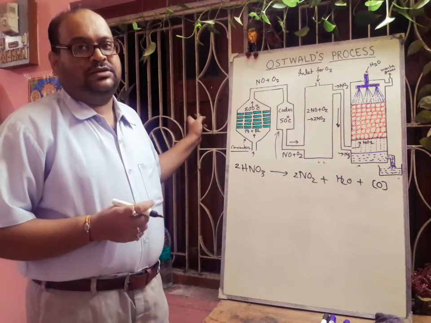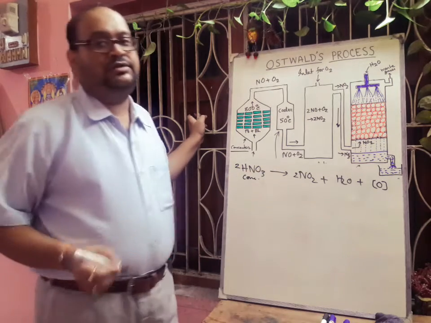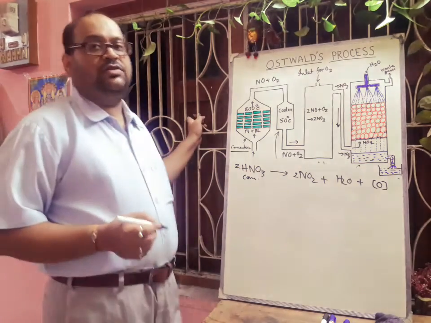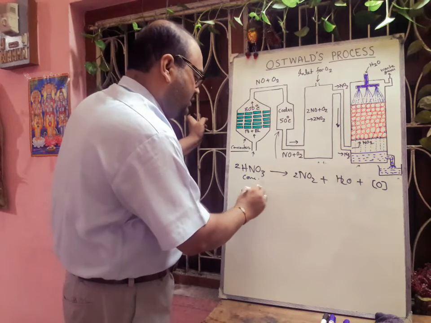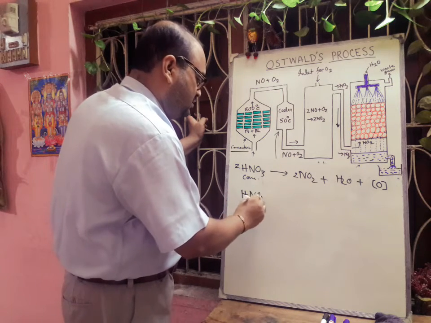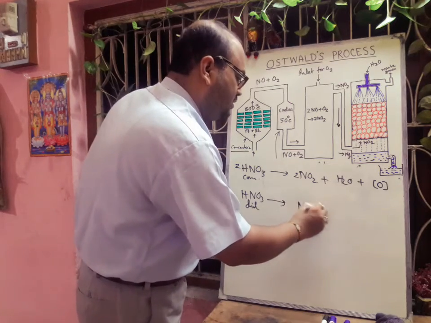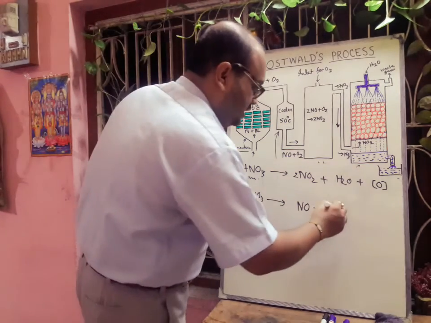But that is for concentrated nitric acid. If we think about dilute nitric acid, on decomposition it will produce nitric oxide. So if we take dilute nitric acid, it will produce nitric oxide, and along with this nitric oxide it will also form nascent oxygen.